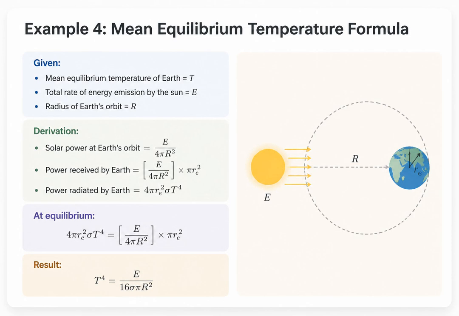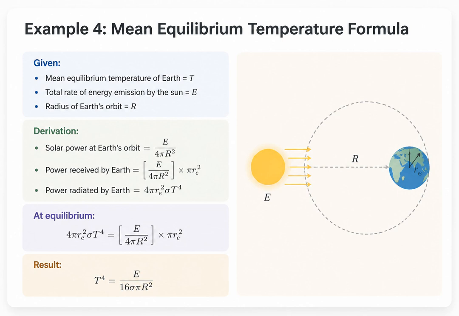Let's look at a generalized proof for mean equilibrium temperature. If the total rate of energy emission by the Sun is E, the solar power per unit area at the Earth's orbit is E divided by 4 pi r squared. The Earth intercepts this energy over its cross-sectional area, pi r squared. At equilibrium, this received power must equal the power radiated by the Earth, which is 4 pi r squared sigma T to the fourth. By setting these two equal, we can cancel the Earth's radius squared from both sides. Rearranging the formula to solve for T to the fourth, we get E divided by 16 sigma pi r squared. This elegant equation shows how a planet's temperature depends directly on the star's energy output and inversely on the square of its orbital radius.